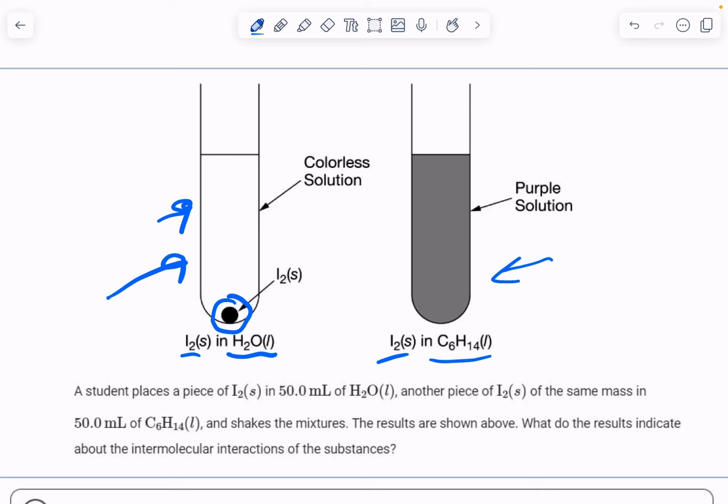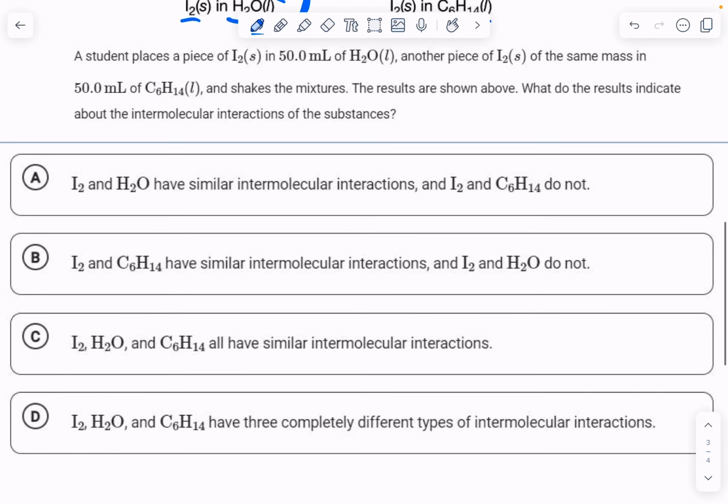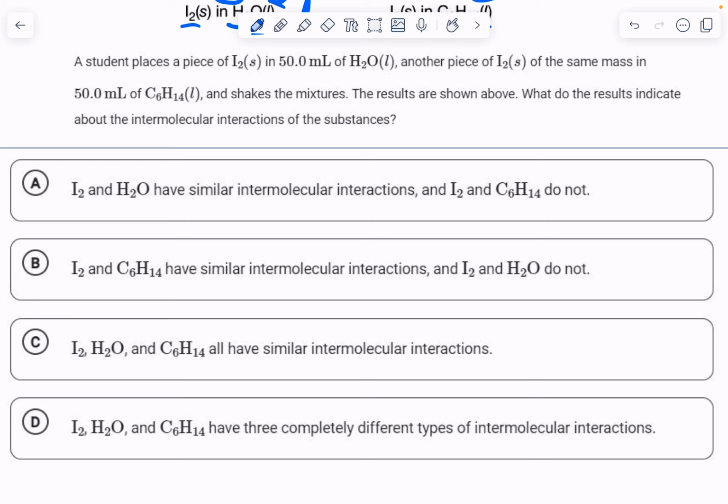I2 would be a very nonpolar molecule, and C6H14 would be very nonpolar as well. And we have learned that water is very polar, so it makes sense that this would form a solution and this one would not. Or I would say that I2 is soluble in C6H14 and I2 is not soluble in water.